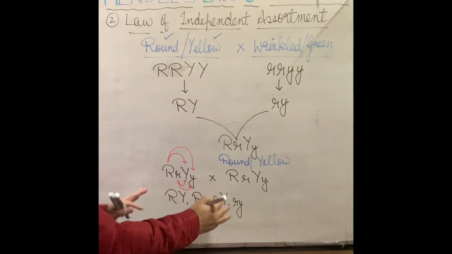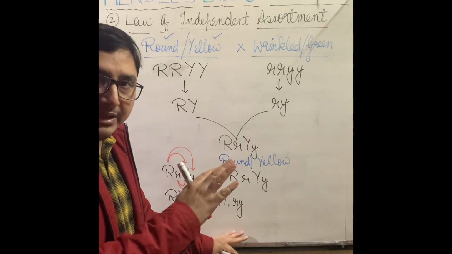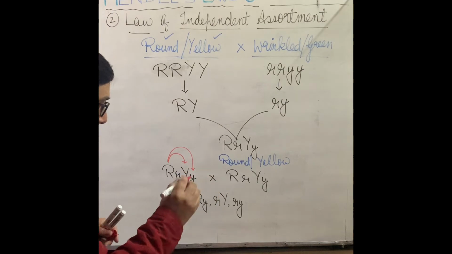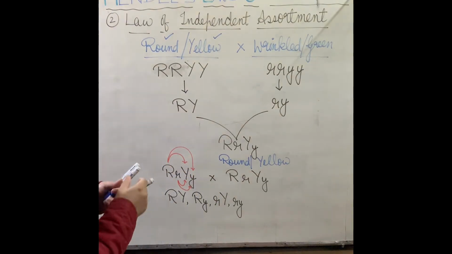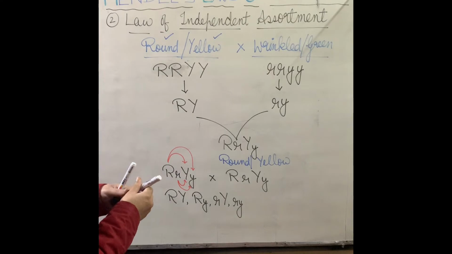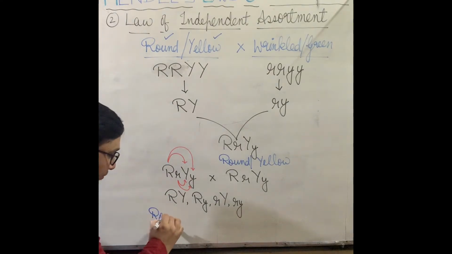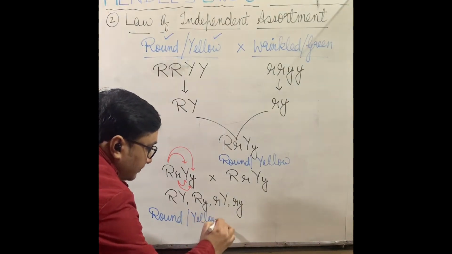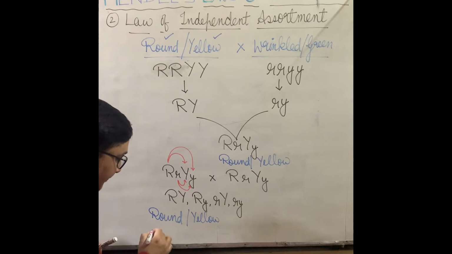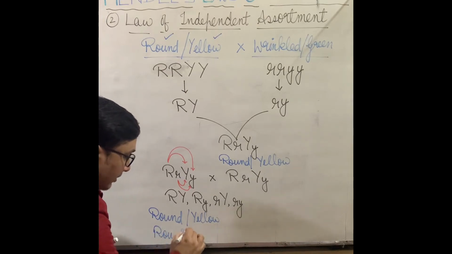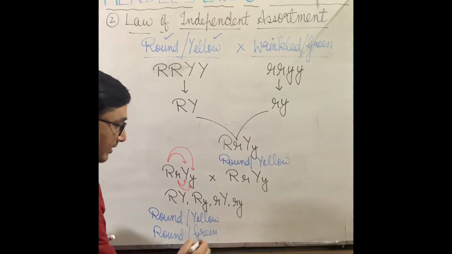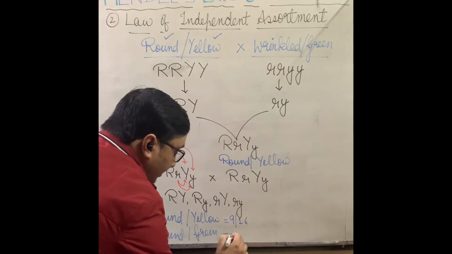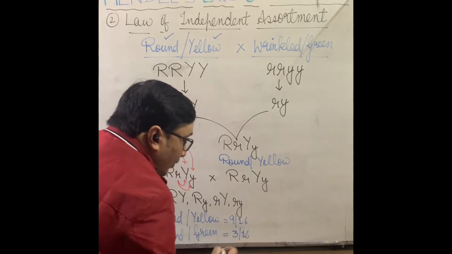Now all this crossing was shown in the dihybrid crosses video. You can see there. What I'm trying to tell you here is about the combination that we got in the F2 generation. We saw that there were plants with round and yellow, then round and green. How many were round and yellow? 9 were round and yellow out of 16. 3 were round and green out of 16.